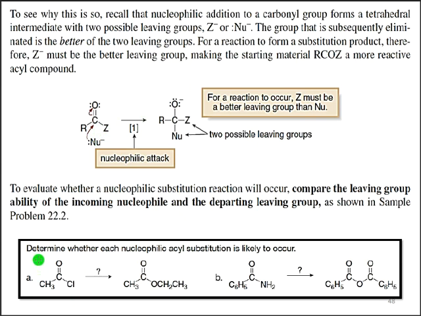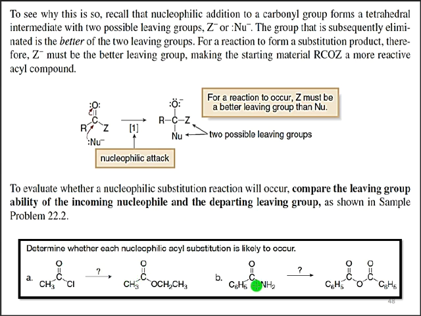Now look at this equation. Determine whether each nucleophilic acyl substitution is likely to occur. He means here: is this reaction possible to happen or not, and is this reaction possible to happen or not. Then look, compare the chloride with this nucleophile OCH2CH3, or you can compare the acid chloride to the ester. Which one is more reactive? Of course, this is more reactive than this. That means this will happen and it will occur.